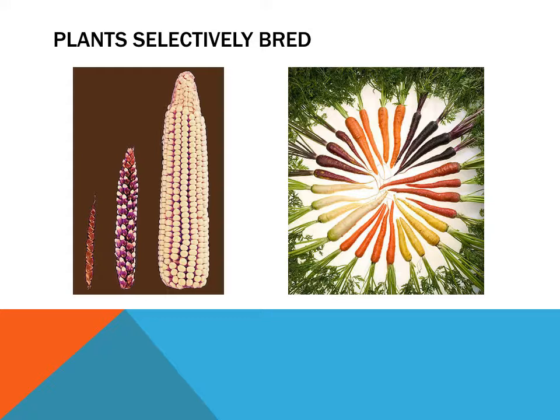Same thing with carrots. As you see, even the carrots come in different varieties. Carrots come in red, orange, yellow, even white. But we've selected only orange carrots to reproduce for the supermarkets. So at the supermarkets you only see orange carrots.